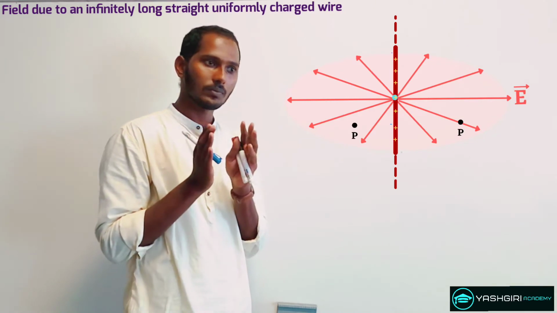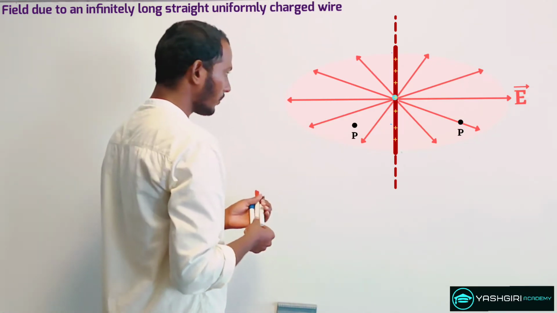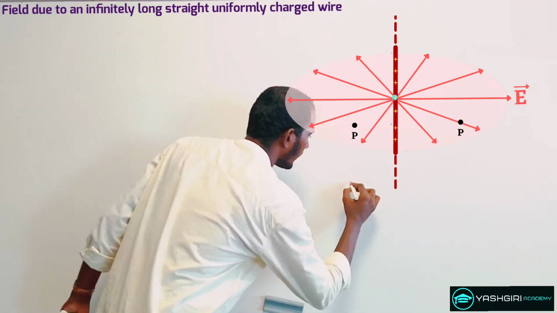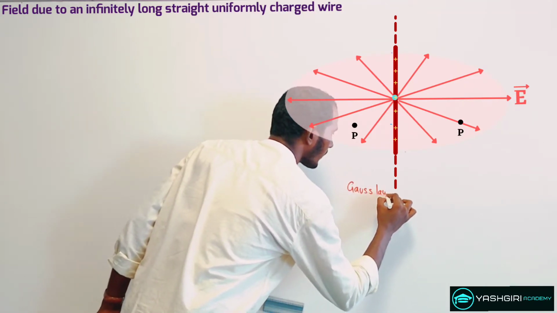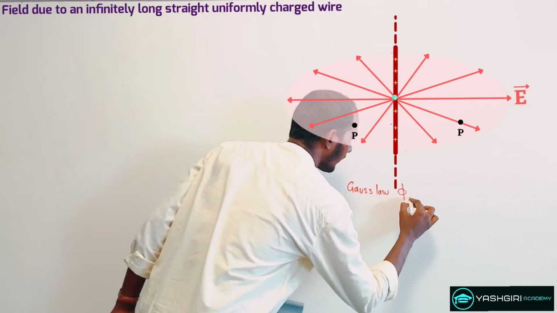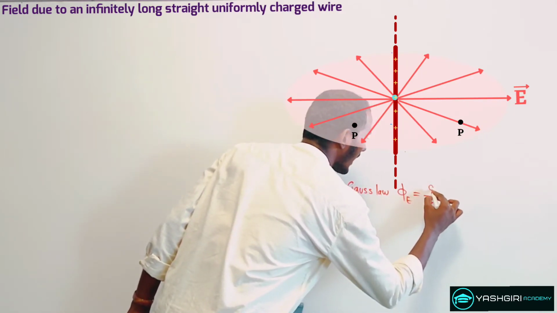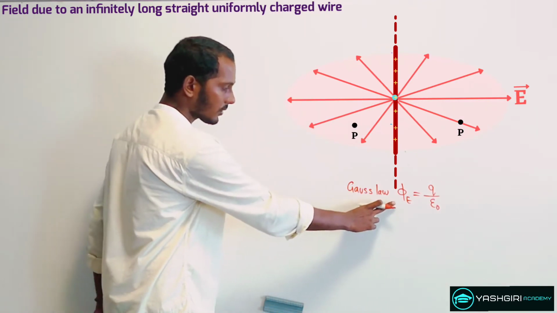To apply the Gauss theorem, we have the expression of Gauss law, which we know is phi of E equal to 1 over epsilon naught times the charge enclosed by the Gaussian surface. So this is the Gauss law.